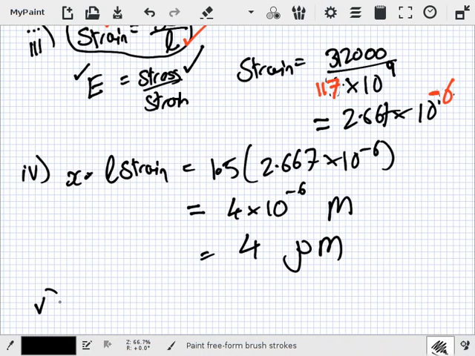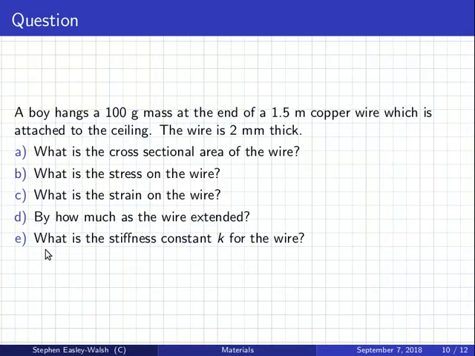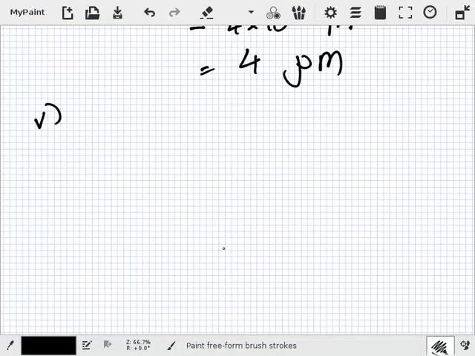Okay, 5, or E I should say. What is the K for this wire? What's the K? Alright, so oh, actually, I just realised I don't have my plug in and the battery's probably about to go.